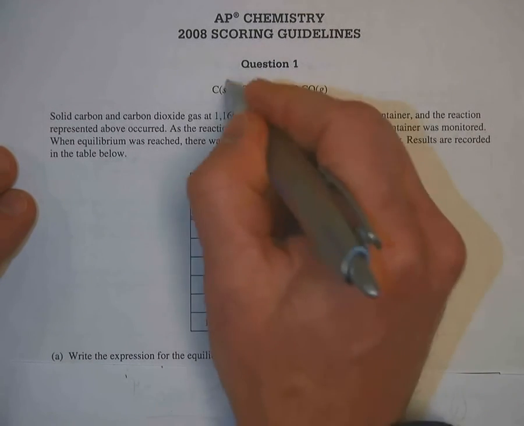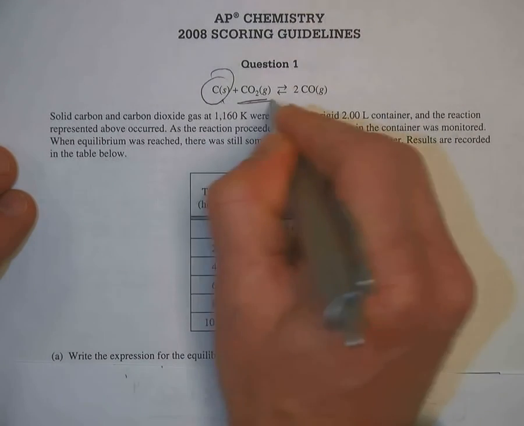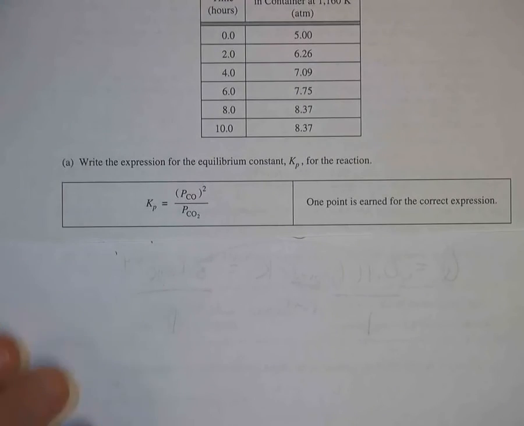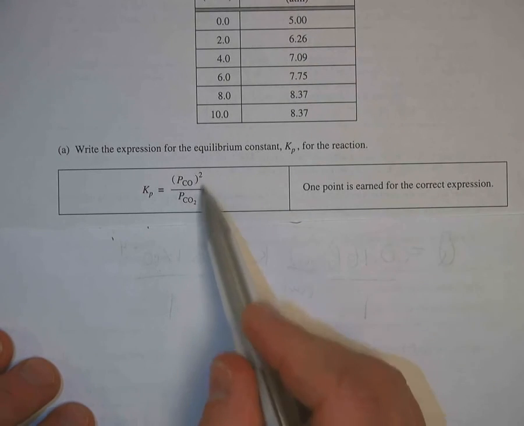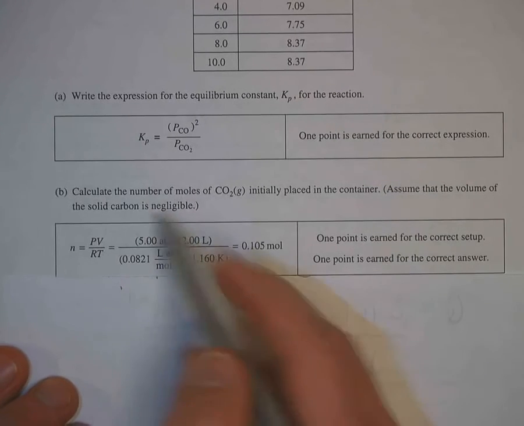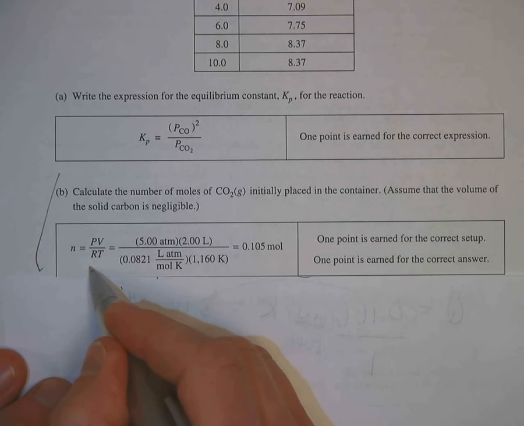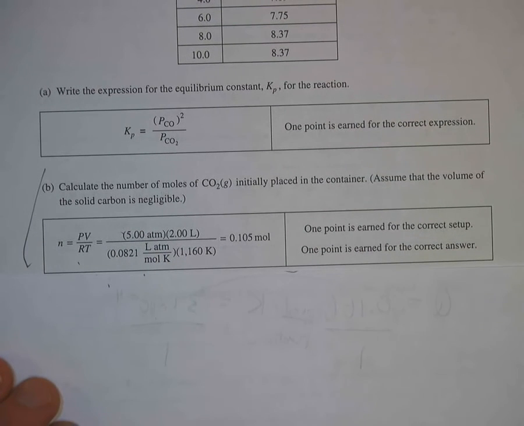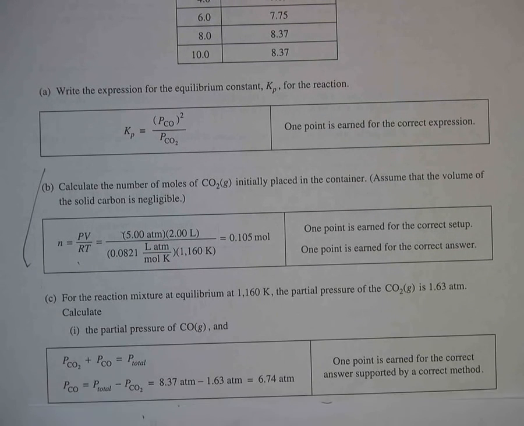Notice right away there's a solid in there, not going to be in the equilibrium constant expression. Here's a gas and a gas. Write the equilibrium constant, products divided by reactants to the power of the coefficients. Calculate the number of moles. Here's a flashback to PV=nRT. Having you use some gas laws stuff in the very first question, even though it's equilibrium, they still want you to find the number of moles.